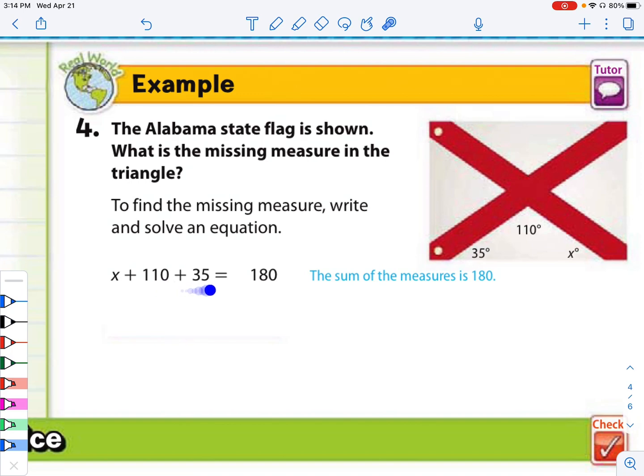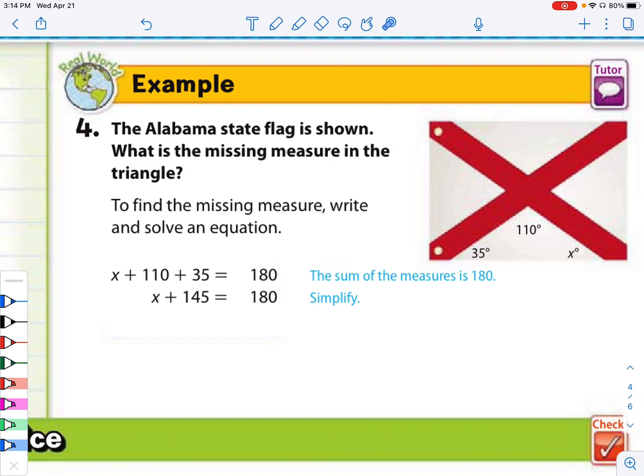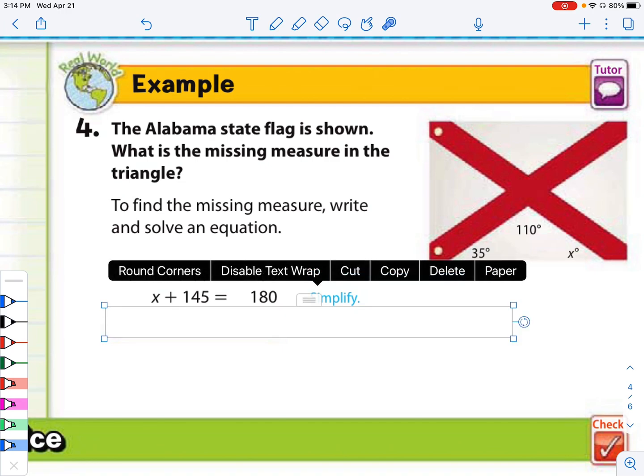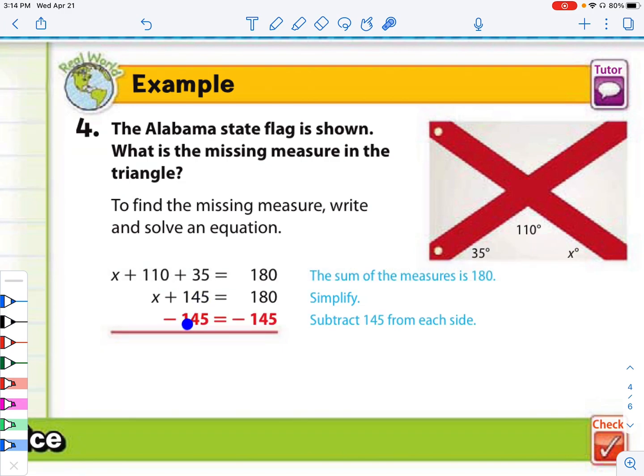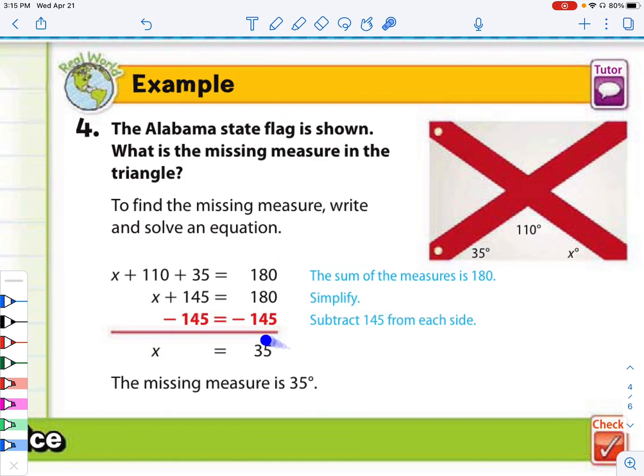Let's simplify 110 plus 35, which is 145. So x plus 145 equals 180 degrees. And to solve for x, this is a one-step equation. We simply subtract 145 from both sides of the equation. Doing that, this disappears, and 180 minus 145 gives us 35. So x equals 35. Therefore, in this problem, the missing measure is 35 degrees.